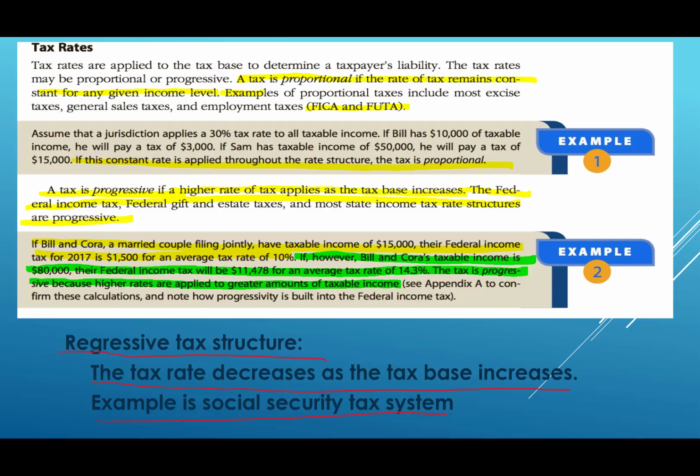Okay, good. So let's go ahead and take a look. Again, same information. A tax is proportional. We saw that. And then continuing on after that example, a tax is progressive if a higher tax rate applies as the tax base increases. And again, income tax, federal income tax, all these different taxes are considered to be progressive. The more you make, the more you pay.